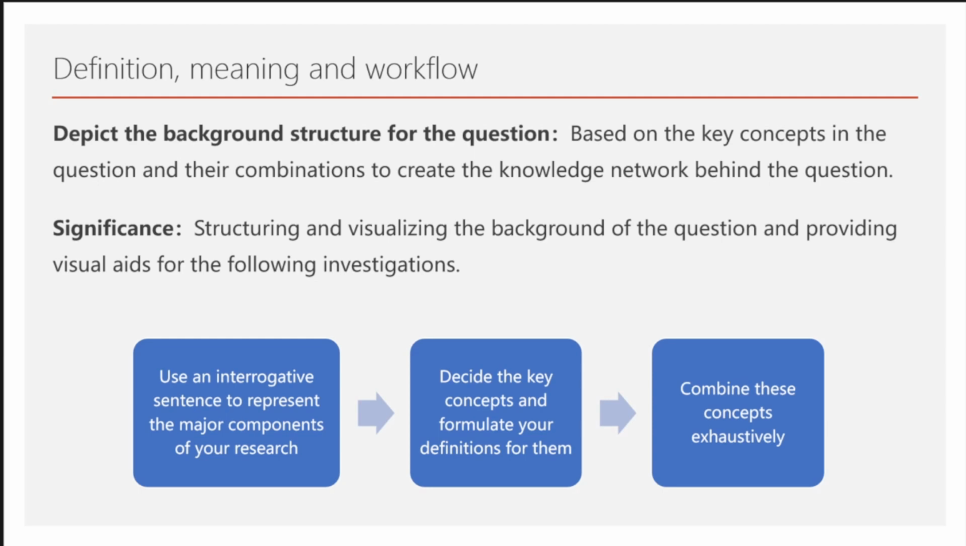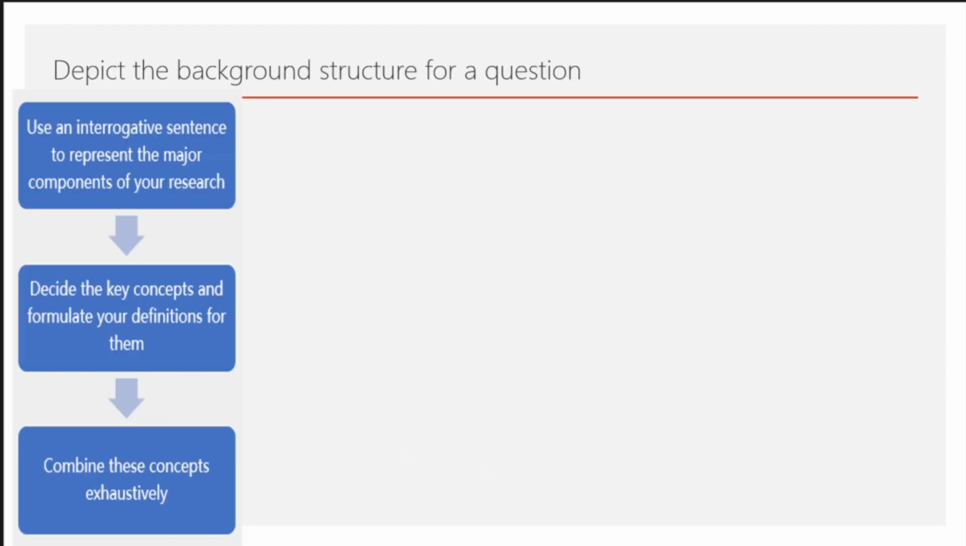Then decide the key concepts and formulate your definitions for them. Lastly, combine these concepts exhaustively. Now I will use a question which I recently found interesting as an example to explain this workflow. The question is, how do the dorsal raphe dopaminergic neurons modulate the escape response to boredom?